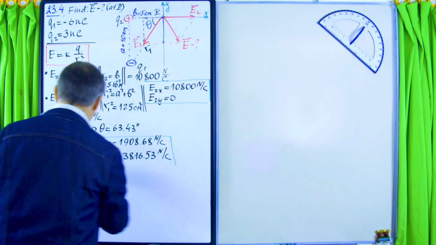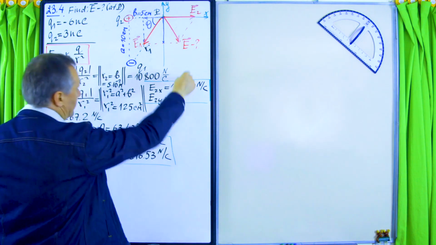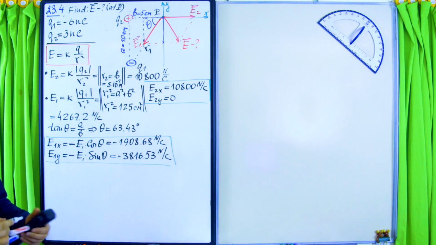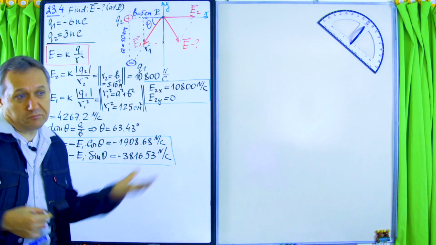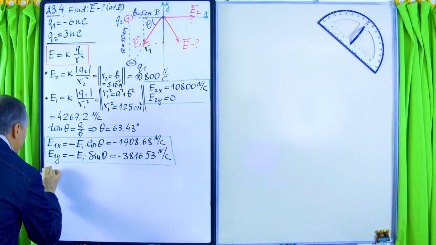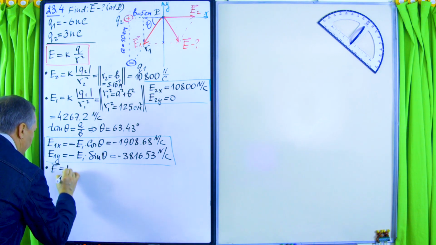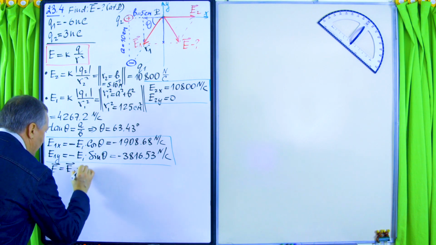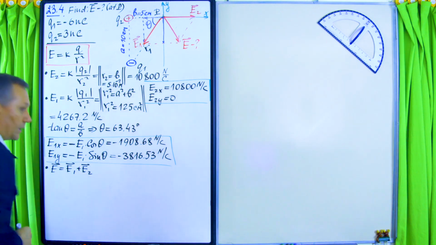Okay, so these are our components of the second vector. So here first vector, second vector. Now in order to find the net vector, we just need to add corresponding components up. So first I will write in the vector form, E1 plus E2.